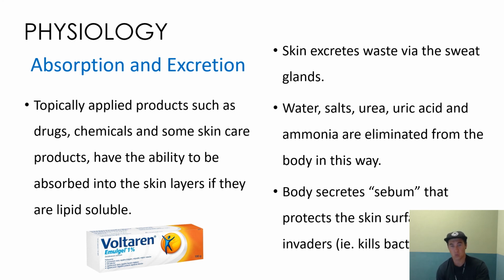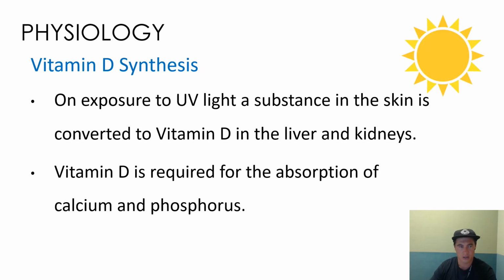Skin secretes waste via our sweat glands. We also secrete water, salts, urea, uric acid, ammonia can be eliminated in our body this way, small amounts of those things. And then the body secretes sebum that protects the skin surface from invaders. So that's the excretion stuff. Excretion means to excrete waste. Secretion is actually secreting something that you need or is useful. So there is a difference between excretion and secretion. Both are taking substances out.